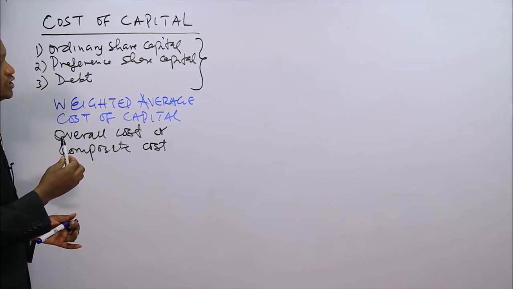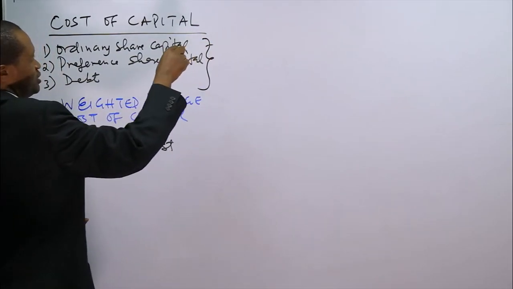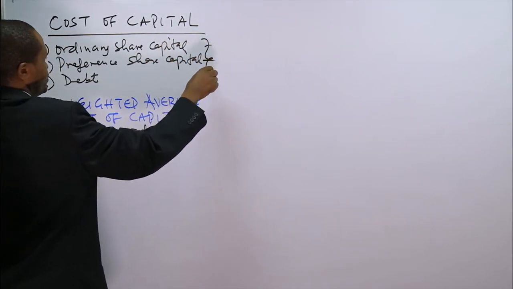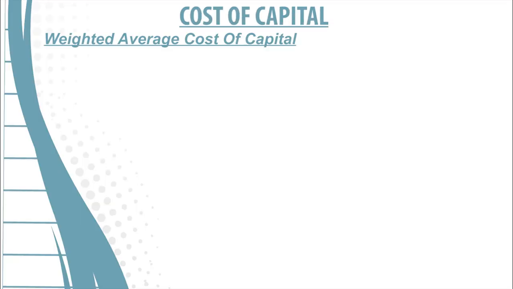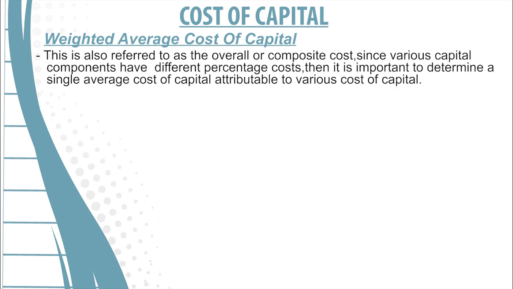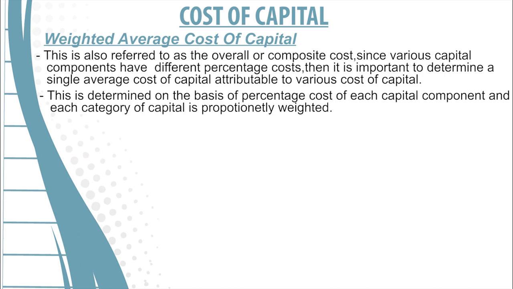Remember in our illustration, we had a different cost of capital for these various sources. But for you to come up with a cost of capital, it has to be an average cost of capital. This average cost of capital is also referred to as the overall cost or composite cost. Since various capital components have different percentage costs, it is important to determine a single average cost of capital attributable to various costs of capital. And this is determined on the basis of percentage cost of each capital component.